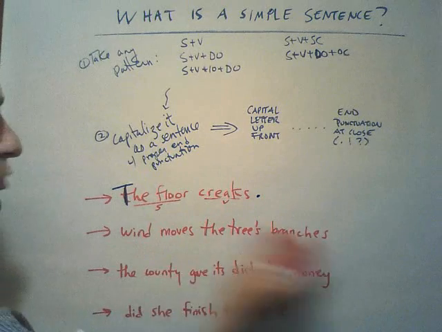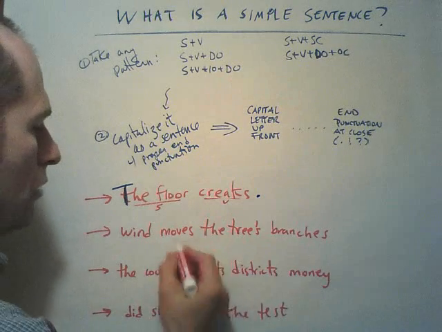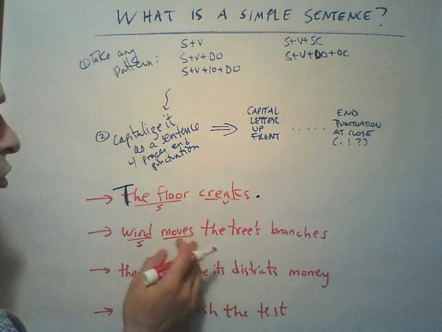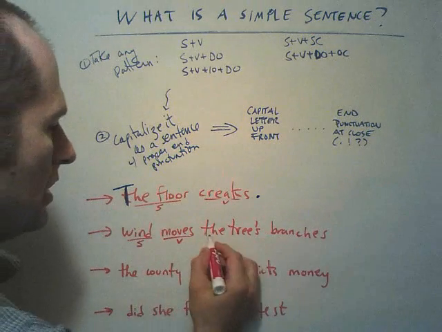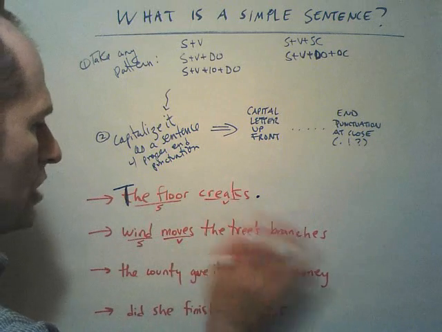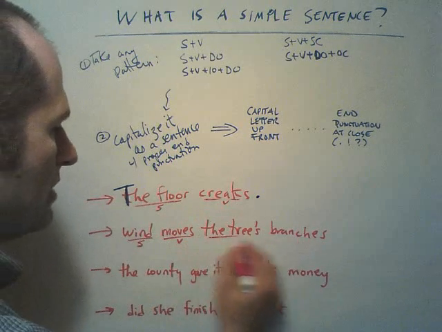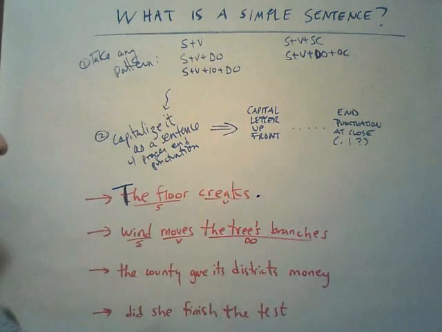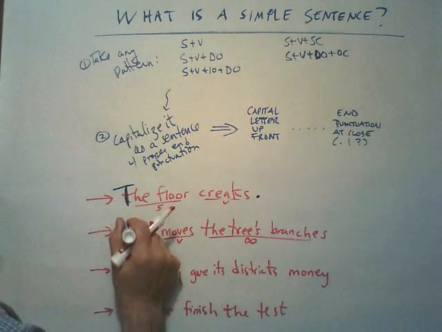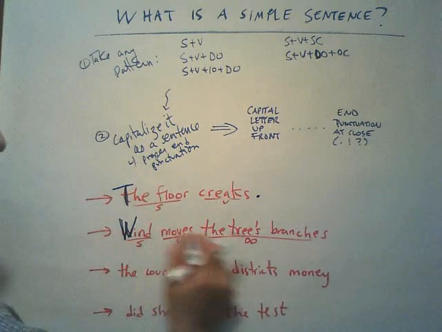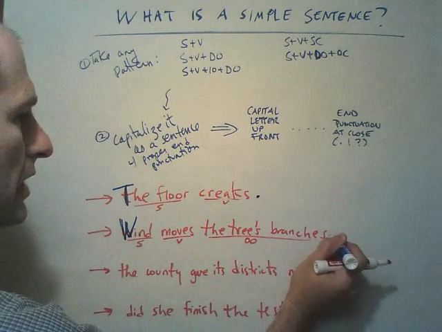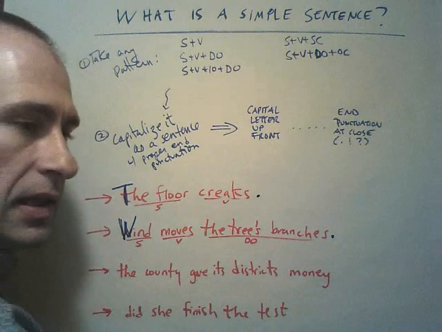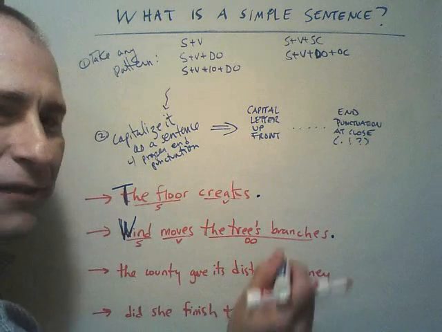Wind moves the tree's branches. First of all, is this a pattern? Well, what's the verb? Moves. Who or what moves? The wind. Subject. The wind moves who or what? The tree's branches. Now, is the wind equal to the tree's branches? No. So this cannot be a subject complement. It has to be a direct object. Okay, so I got a pattern right here. Well, let's capitalize it. Wind moves the tree's branches. Let's put a period. I have a simple sentence. It's complete. It's correct. It's a thing of beauty.